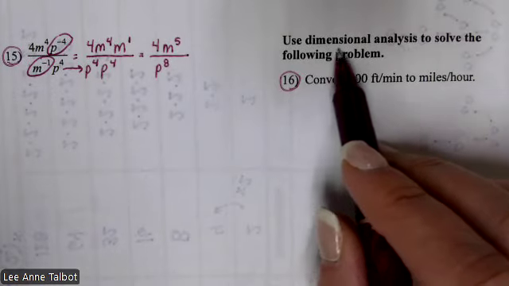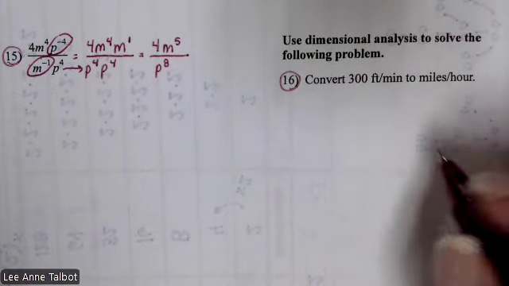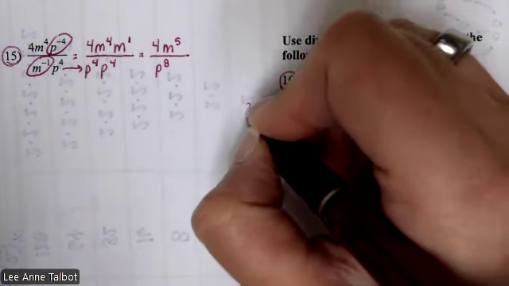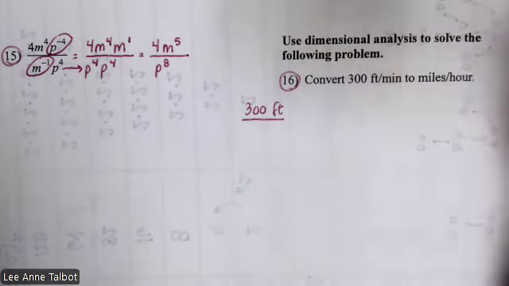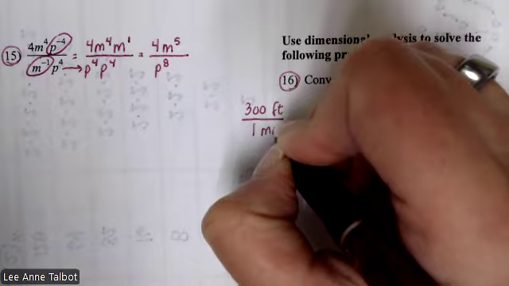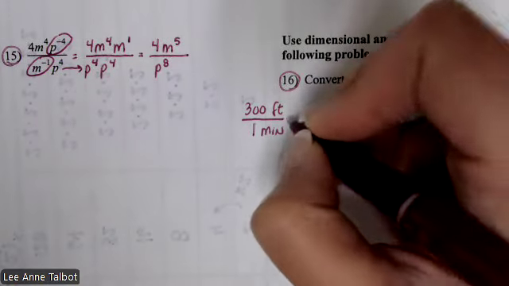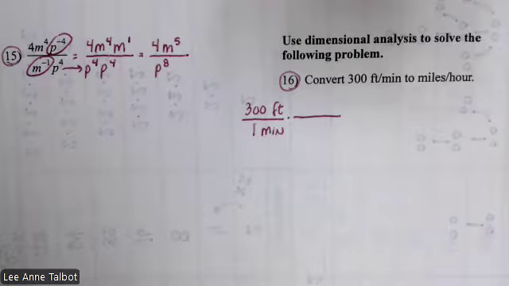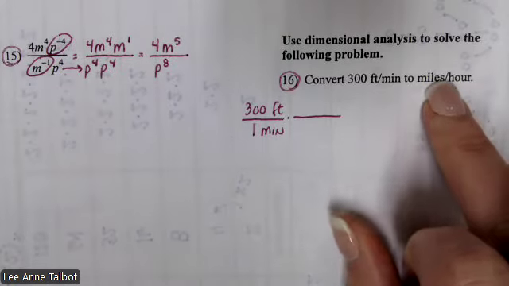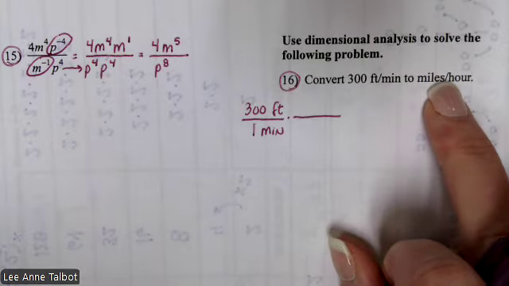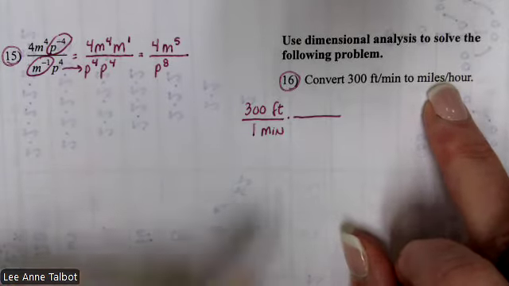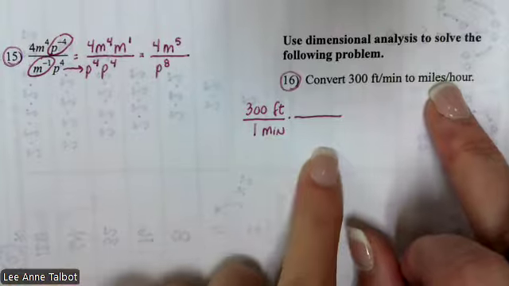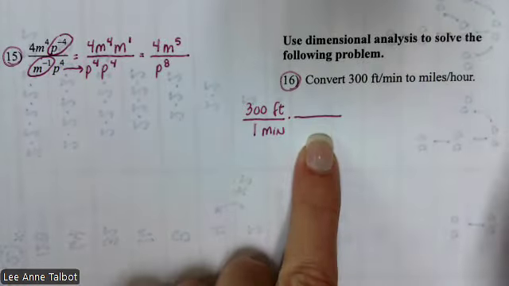Okay. Number 16. Use dimensional analysis to solve the following problem. Oh, your fave. Okay, so 300 feet in 1 minute times line. Okay, and we need to get to miles per hour. Do you want to work on the feet first, or do you want to work on the minutes first? Minutes? Okay, minutes are on the bottom. So where should minutes go in this fraction? Top.